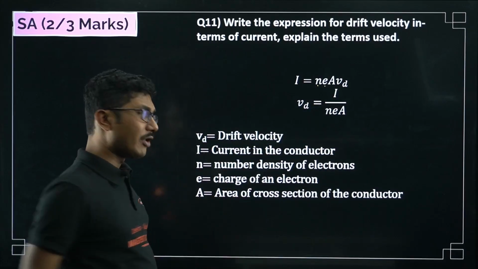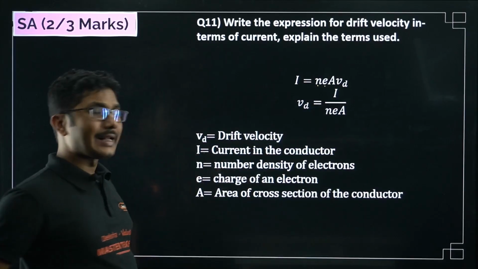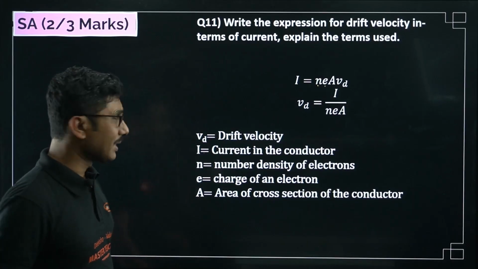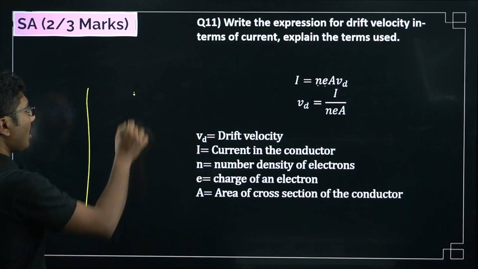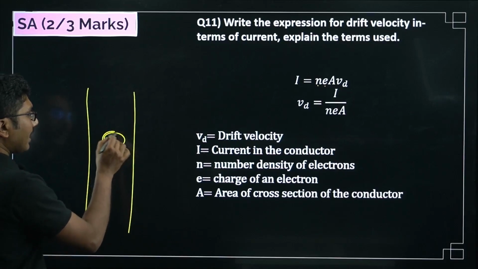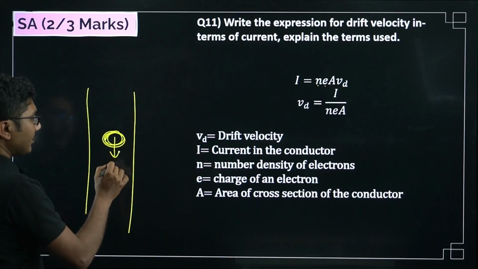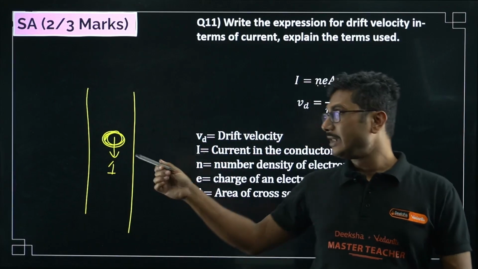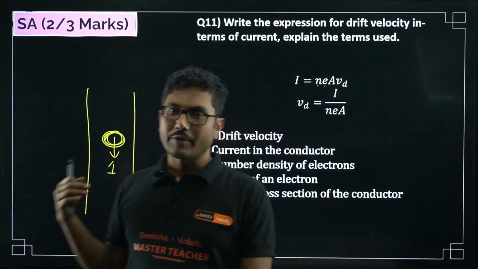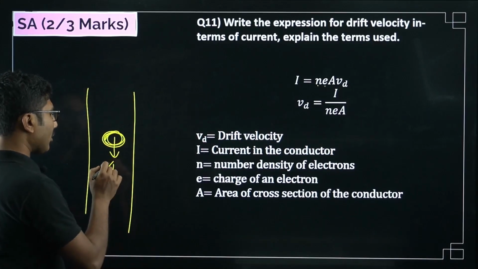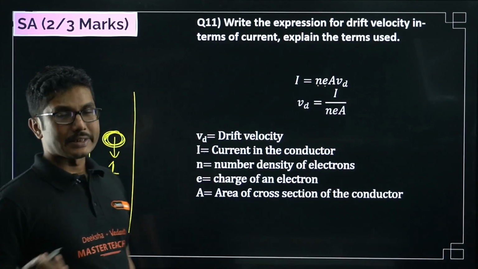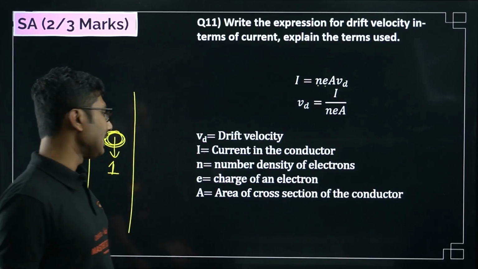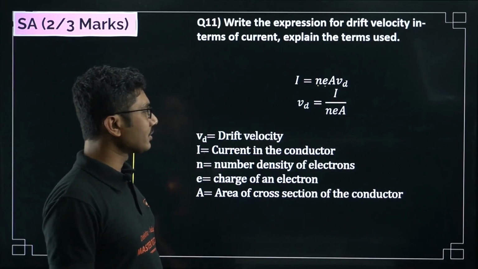Obviously vd is drift velocity, I is the current carried by the wire, and n is the number density of electrons. Number density means if you consider a small volume, say 1 unit volume, whatever is the number of free electrons in that unit volume, that is the number density. That is called the number density of electrons. e is the charge of one single electron. A is the area of cross section of the conductor.